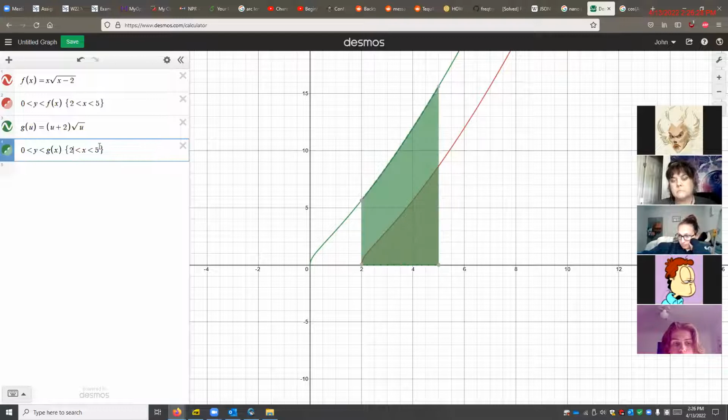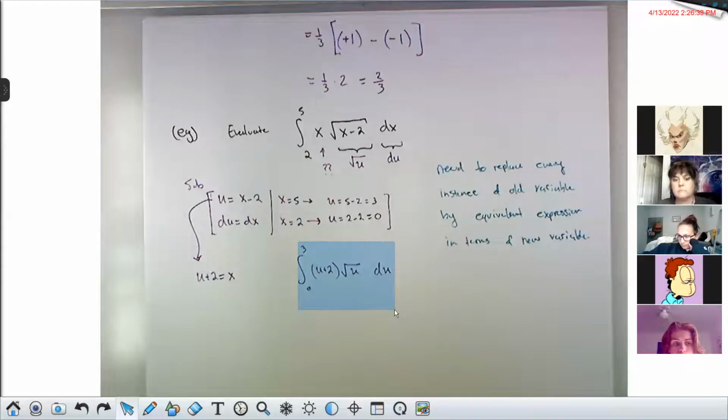So if I do this integral from 0 to 3, now you see the green area and the red area are the same. And that's what we want. I want to say that this integral is equal to the integral I started with. It would be incorrect to say that this integral from 2 to 5, if I didn't change the bounds, is equal to this. That would be a lie.